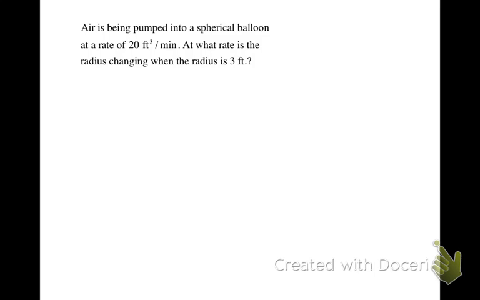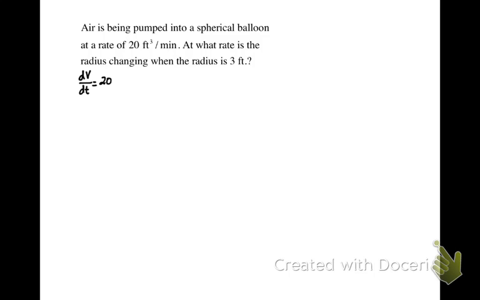cubed per minute. And the thing to notice about this is that this is the rate of change of the volume of the balloon, right? It's getting bigger, more air is going into it at 20 cubic feet per minute. So this is the change in volume, or dV, over time. So dV/dt equals 20 cubic feet per minute.